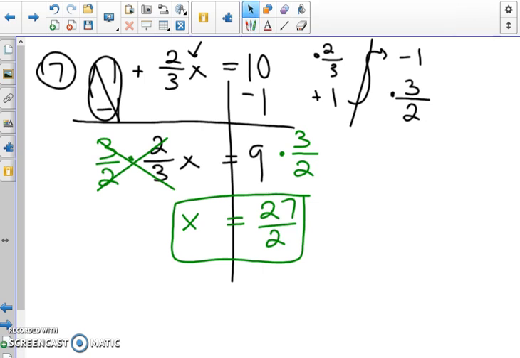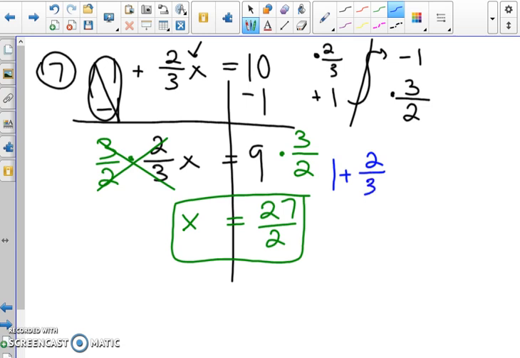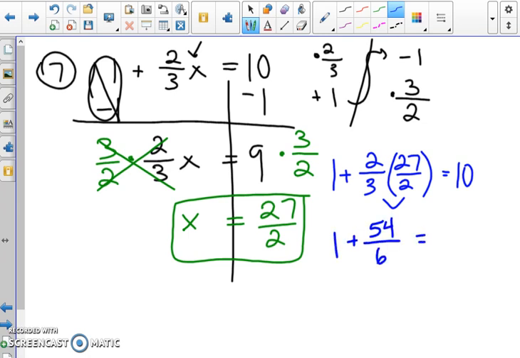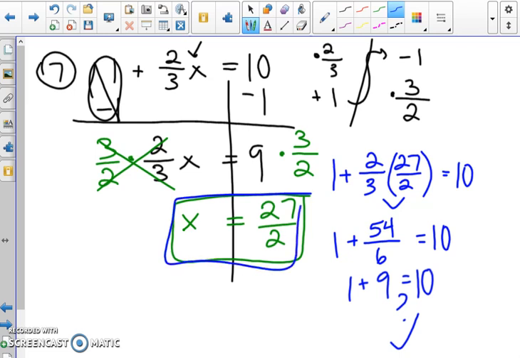So let's check our work. So we have 1 plus 2/3 times 27 over 2 equals 10. Multiply first. 2 times 27 is 54 over 6. Plus 1 is equal to 10. Let's simplify that. 1 plus 9 is equal to 10. Is that true? Yes. So our answer is correct.